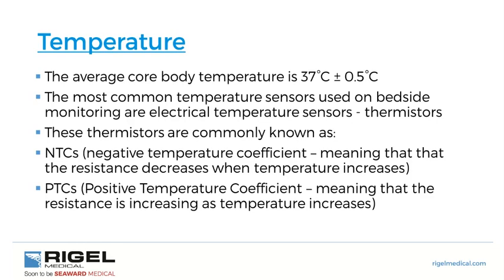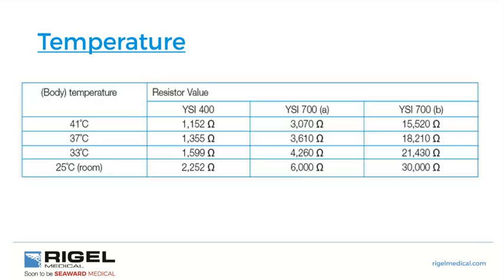So temperature, the average core temperature is 37 degrees Celsius plus or minus half a degree. The most common temperature sensors used on bedside monitoring are electrical temperature sensors, which are thermistors. These thermistors are typically NTCs, or negative temperature coefficient sensors, or positive temperature coefficient sensors. Both are non-linear, and here are some typical values that you would see of body temperature.